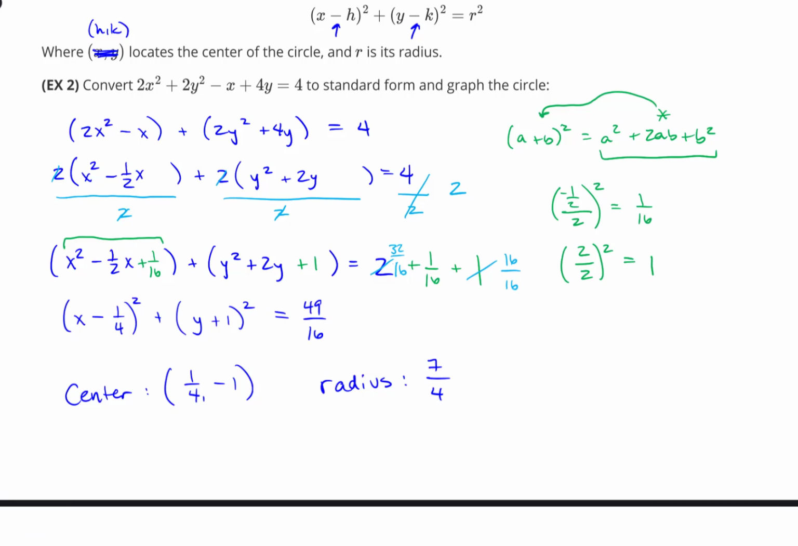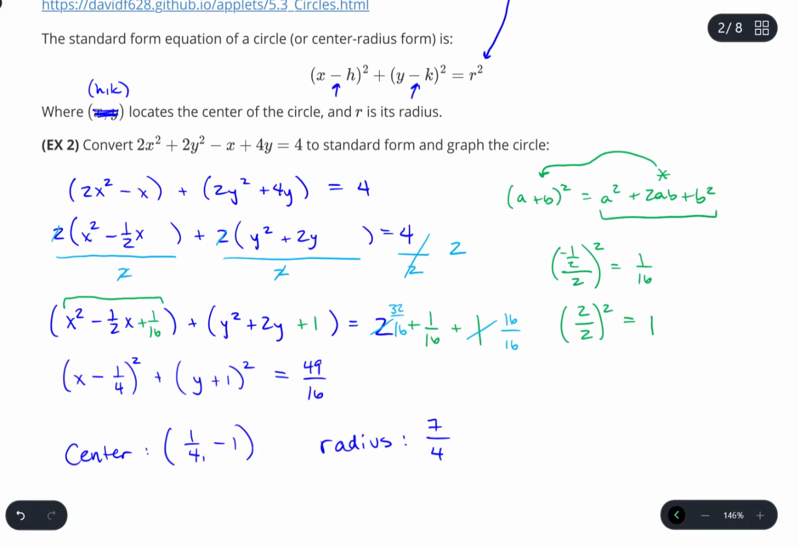So that process of converting from general form into standard form is a process that we'll need to use in all of our conics. So you want to make sure you're very comfortable with it in the case of circles, and that will make it easy to do when you get to the slightly more difficult examples of parabolas, ellipses, and hyperbolas.